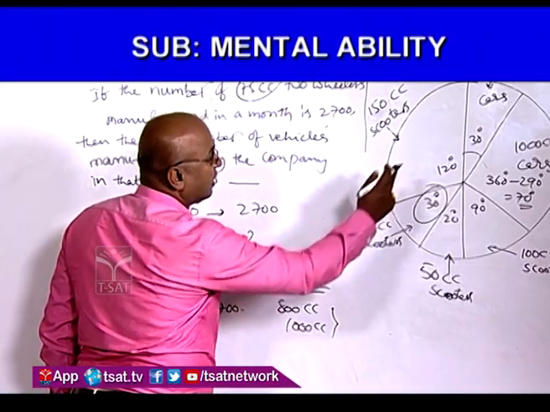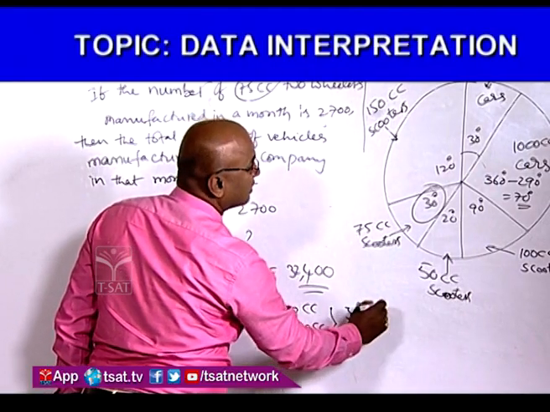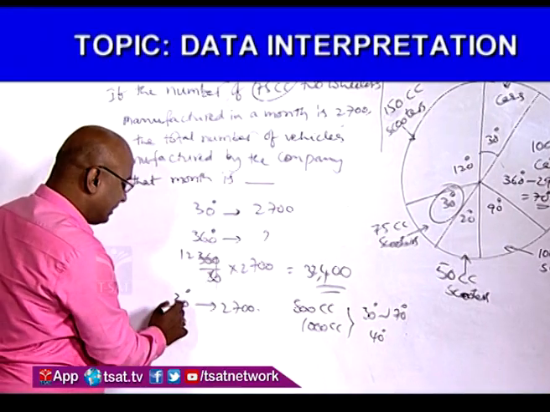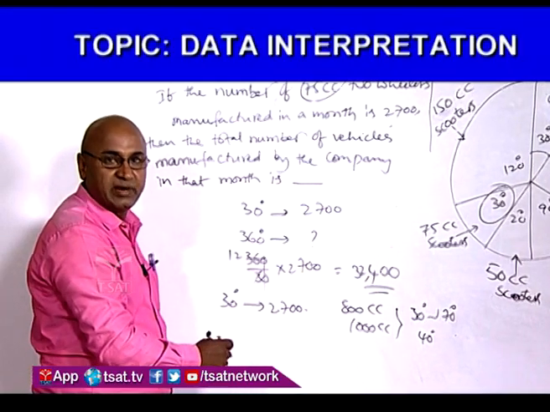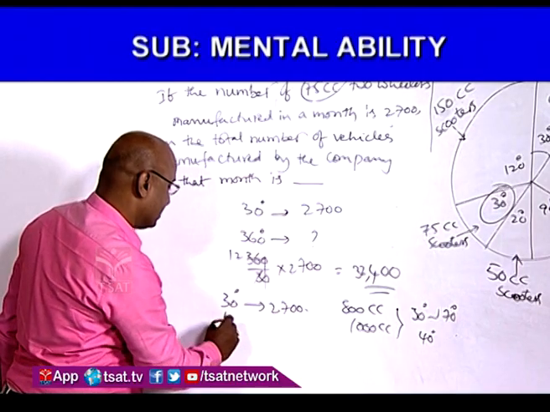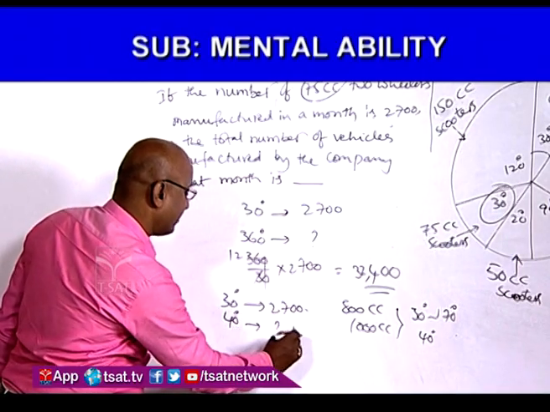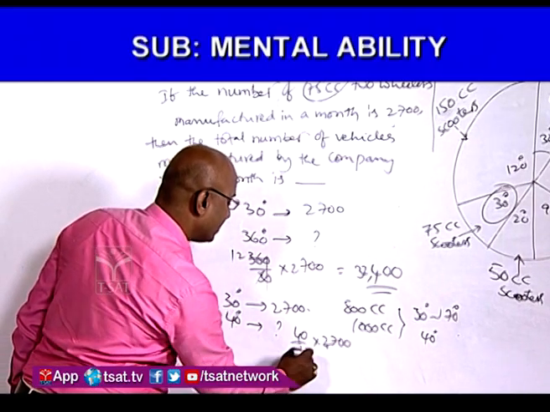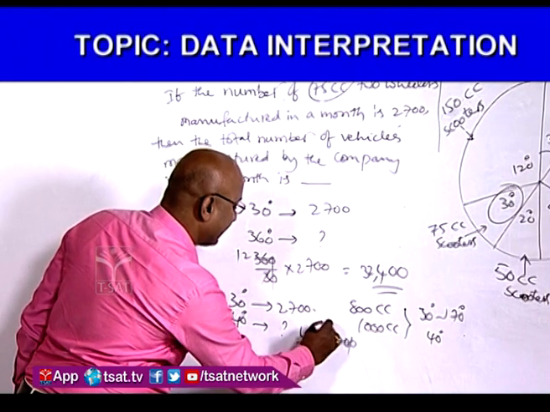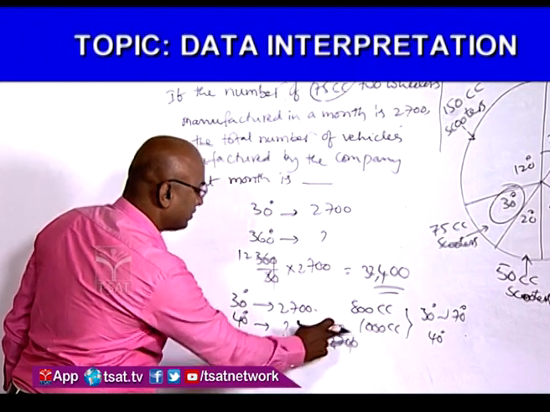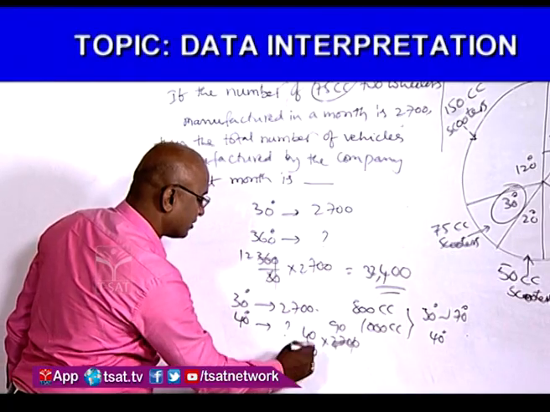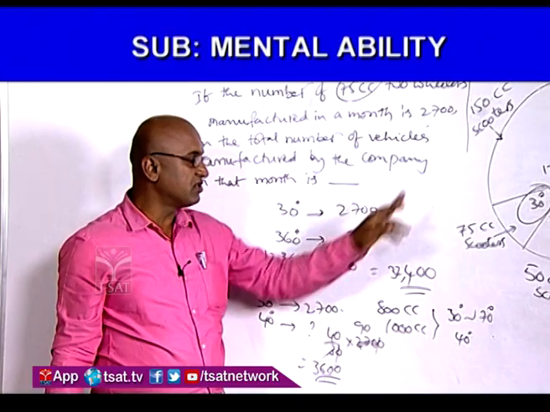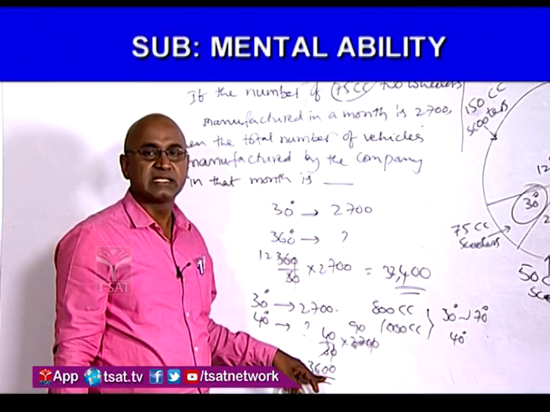What is the difference? 30 degrees and 70 degrees. So the difference is 40 degrees. Now, if 30 degrees is equal to 2700, then what is the value of 40 degrees? So the value will be like this: 40 by 30 into 2700. Okay, 0, 0. 3 ones, 3 nines are 27, 0. 40 into 90, 4 nines are 36, 2 zeros. So the difference between the 800cc cars and 1000cc cars will be 3600.